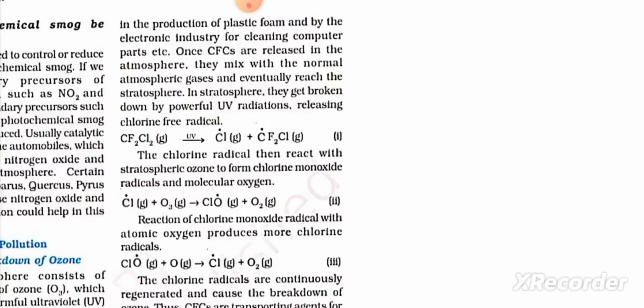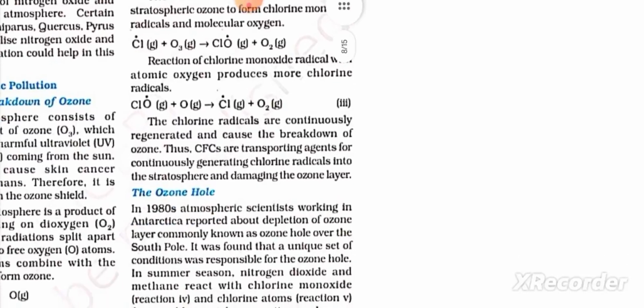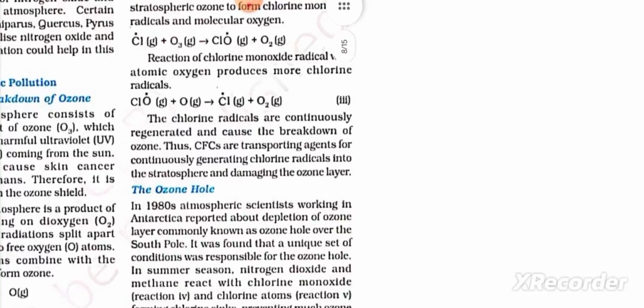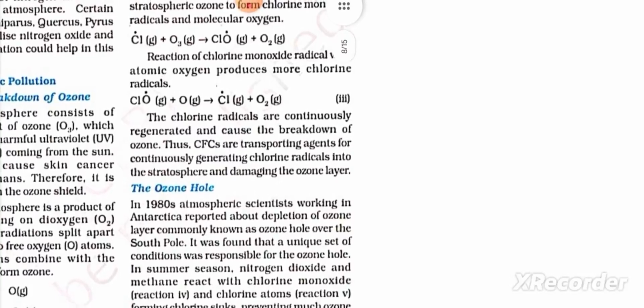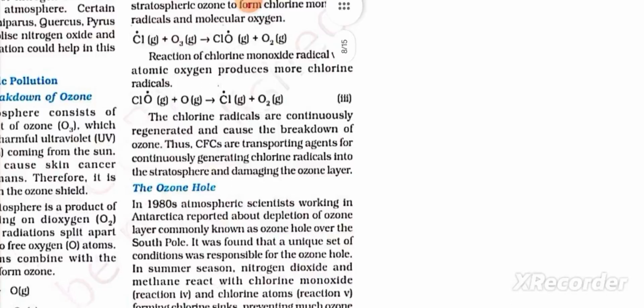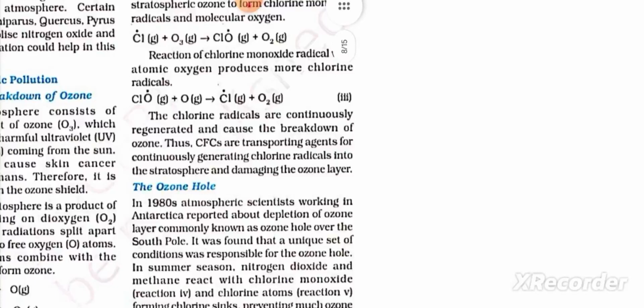In the stratosphere, they are broken down by powerful UV radiation, releasing a chlorine free radical. CF2Cl2 under UV changes to Cl free radical and CF2Cl free radical. The chlorine radical then reacts with stratospheric ozone to form chlorine monoxide. The chlorine radicals are continuously regenerated and cause the breakdown of ozone. Thus, CFCs are transporting agents for continuously generating chlorine radicals in the stratosphere and damaging the ozone layer.